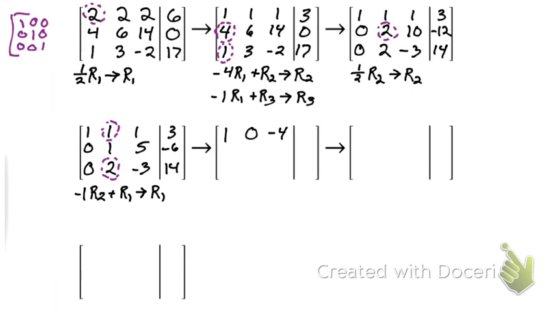And then we finally have negative 1 times negative 6 is a positive 6. Plus 3 is going to be a positive 9. Row 2 is going to stay the same. I didn't circle anything in it, so it's going to stay the same.